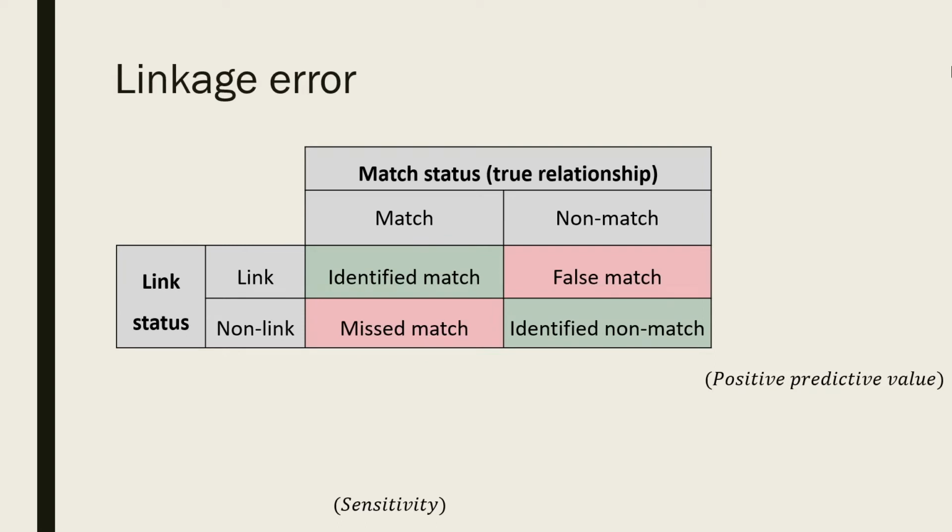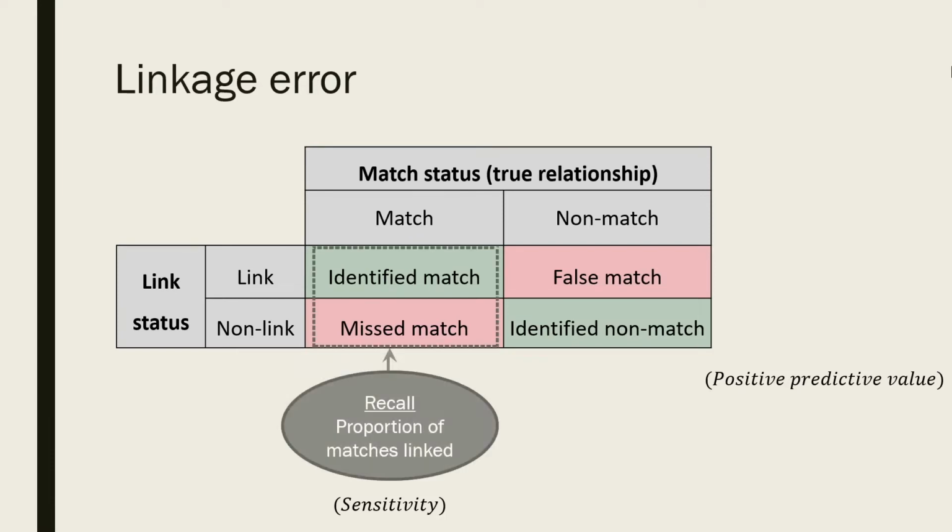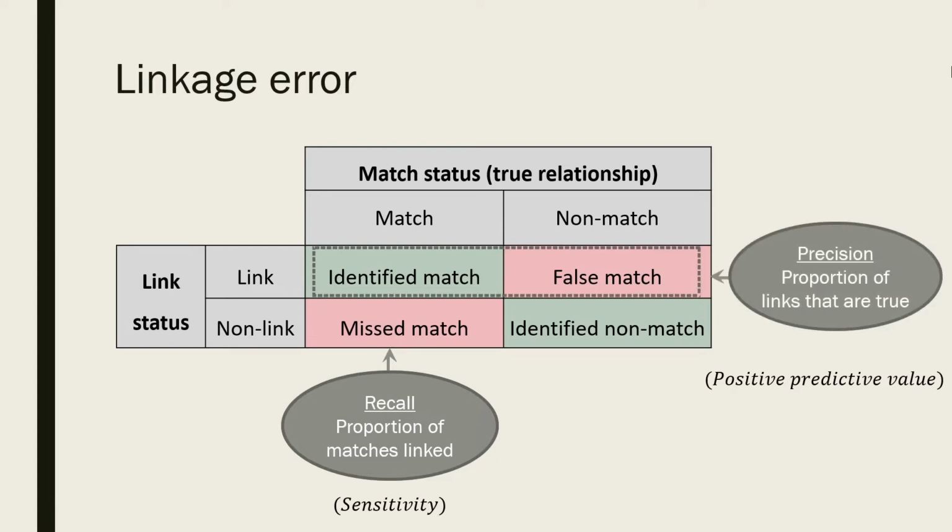Now there are two types of error that can be associated with linkage. If we put the link status, whether we decide that records really do relate to each other, in a 2x2 table against the match status, so whether they really do relate to the same person, then we have missed matches or missed links, and false matches or false links. So these are when two records really do relate to the same person but are not linked, that's a missed link, and when two records really don't relate to the same person but are linked anyway, then that's a false match.